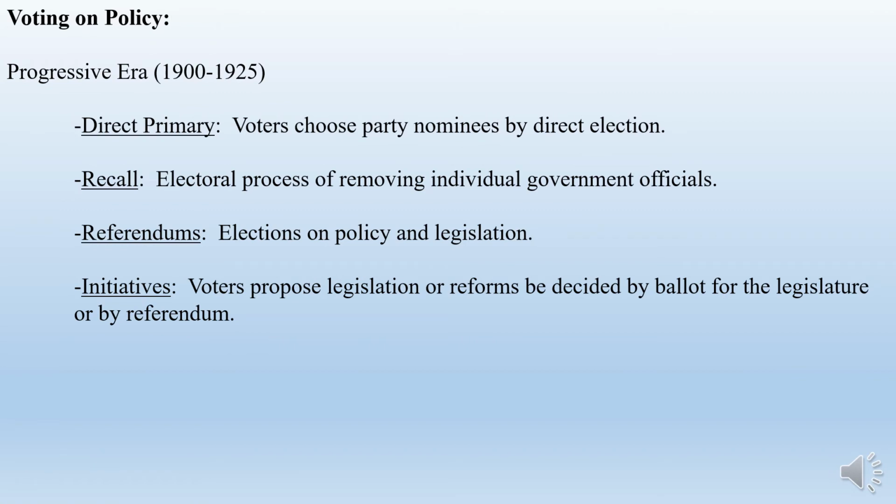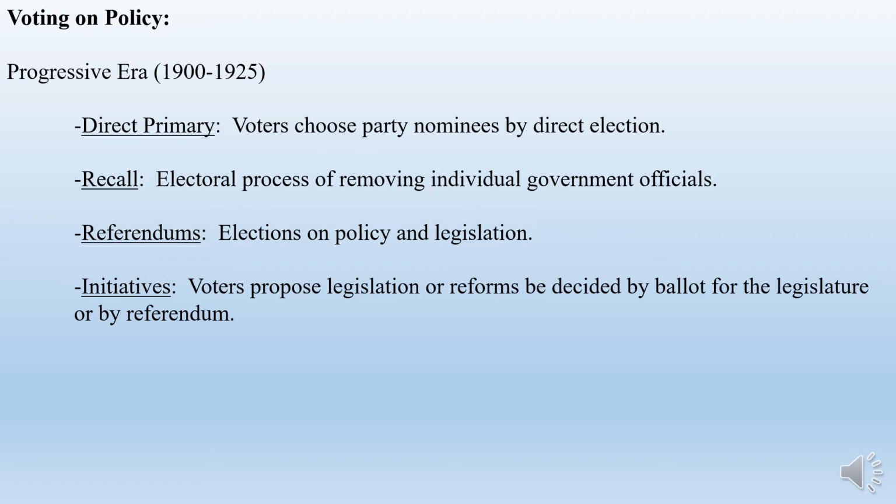Now let's look at the policy of voting. And this is basically how voting has evolved and what kind of voting you can do after each different era. And the first we're going to look at is the Progressive Era. And for this purpose, the Progressive Era basically is from 1900 to 1925.